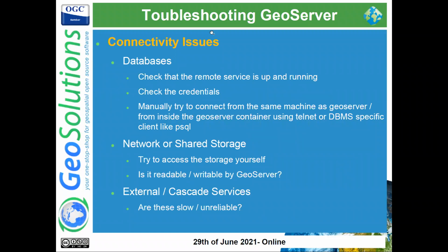Another typical example is connectivity issues, maybe with database access. So GeoServer is not able to access PostgreSQL, for instance, maybe because of networking issues or credentials issues, and so on. So what you want to do is try to access first, of course, make sure the remote service is up and running. Then try to access it using the same credentials that GeoServer is using.